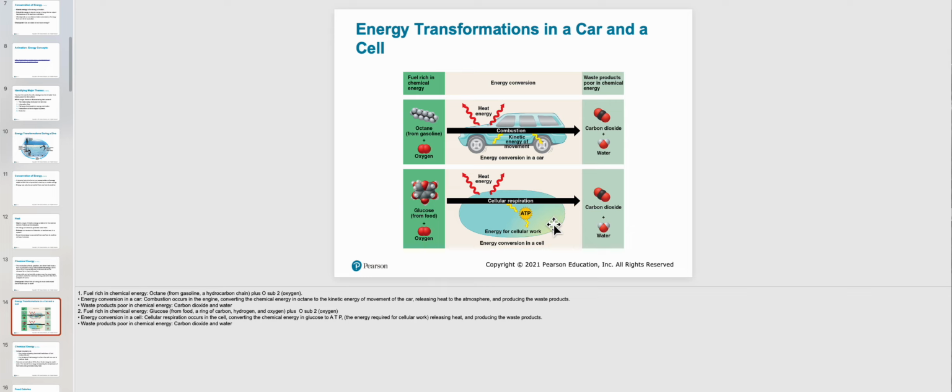So we have to convert our currency. Well, that's what we're doing here. We're converting glucose currency to ATP currency for the cell. And again, we're going to have in the cell wasted energy in the form of heat, and we have the same products, carbon dioxide and water.